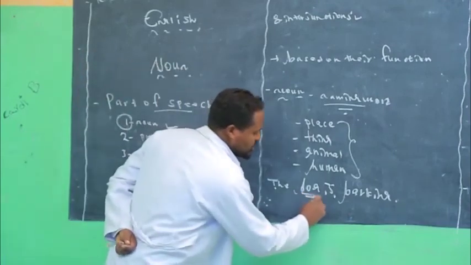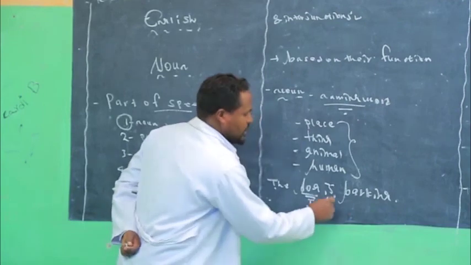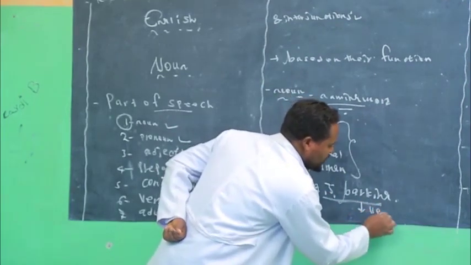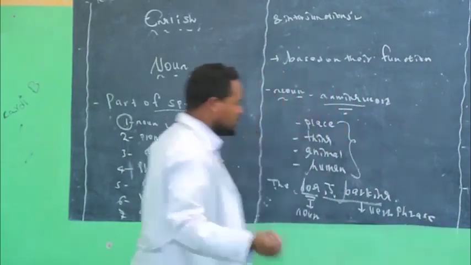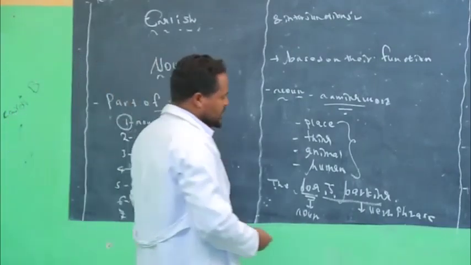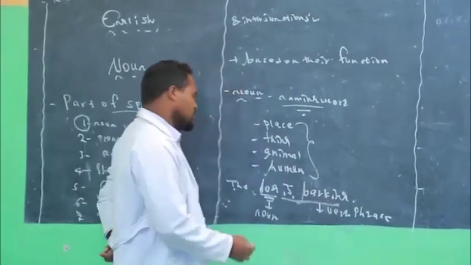Dog is a noun. Is barking is a verb phrase. Verb phrases are made up of two or more verbs. If you look at this example, it has two verbs. The first is is, the second one is barking.